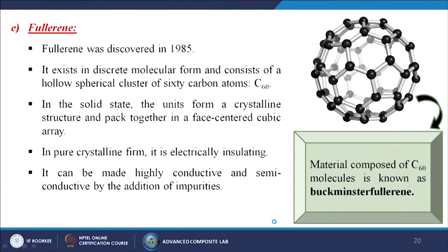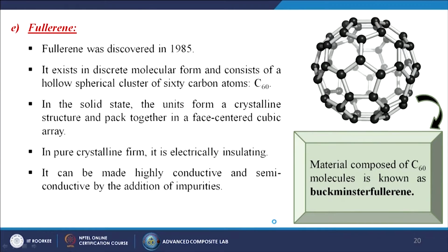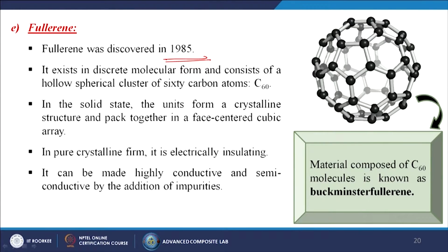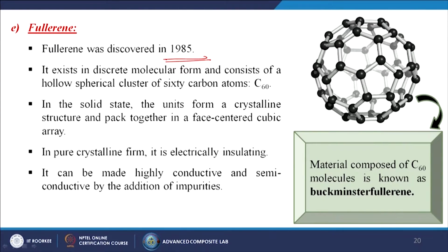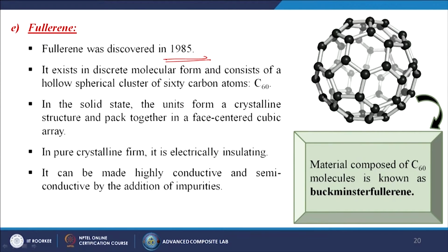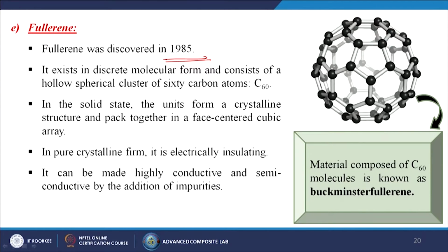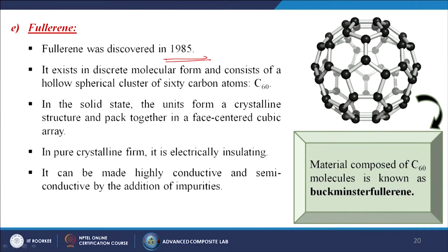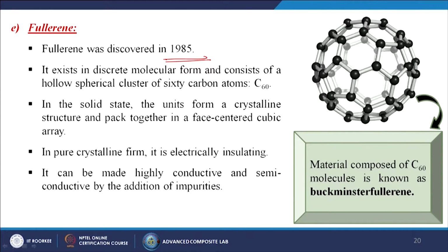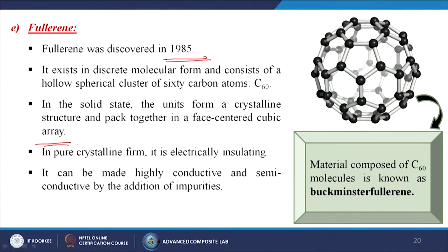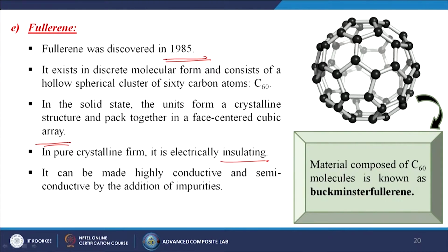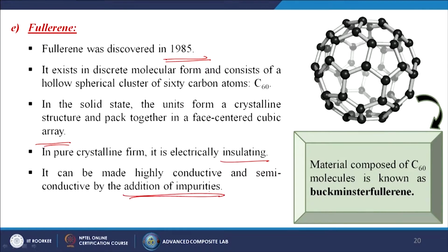Now we are going to discuss fullerene. Fullerene was first discovered in the year 1985. It exists in discrete molecular form and consists of a hollow spherical cluster of 60 carbon atoms, which is why it is called C60. Generally it looks like a football. In the solid state, the units form a crystalline structure, packed together in a face centered cubic array. In pure crystalline form, it is electrically insulating. It can be made highly conductive or semiconductive by the addition of impurities, by doping or by some other means.